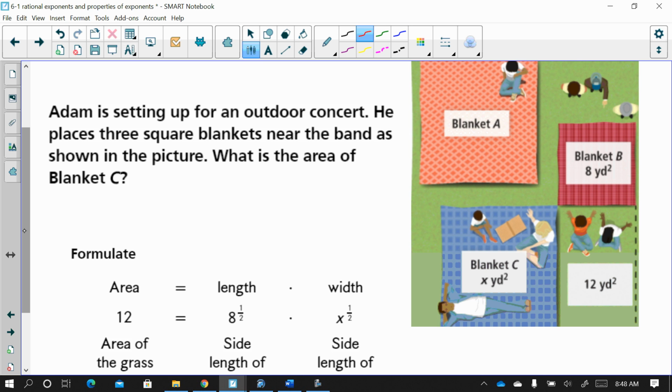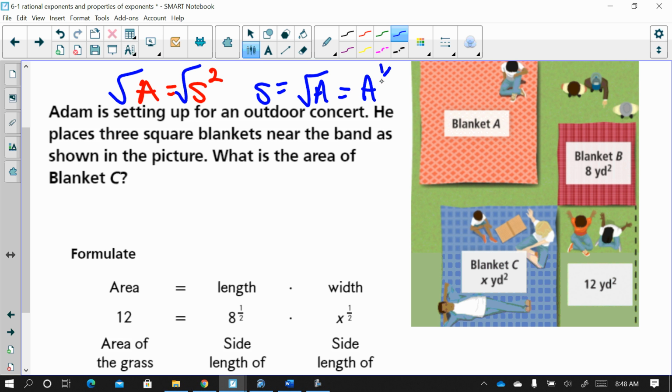Well, how do I find the area of a square? Well, area is just equal to side squared. So to find the side, we would just square root both sides. So side would equal the square root of A. But when we're working with exponents, that would be the area to the 1/2 power. Something we talked about at the beginning of the lesson.